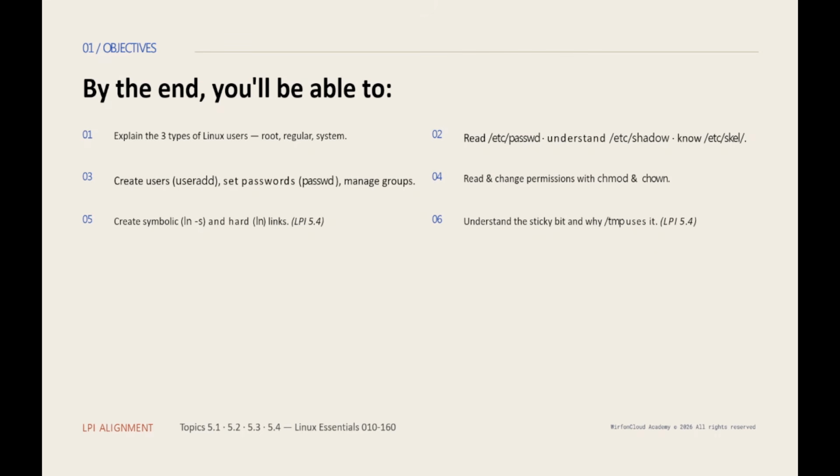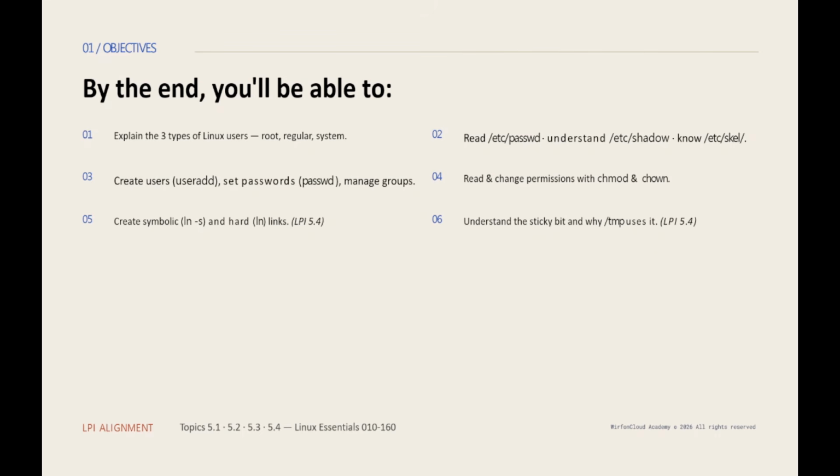By the end of this module, you will explain the 3 Linux user types. You will read the /etc/passwd file and understand its 7 fields. You will know why the /etc/shadow file exists and who can read it, and understand what the /etc/skel directory does for new users. You will create users with the useradd and adduser commands, set passwords with the passwd command, and manage groups with groupadd and usermod commands. You'll be able to decode the permissions column in ls -l output.